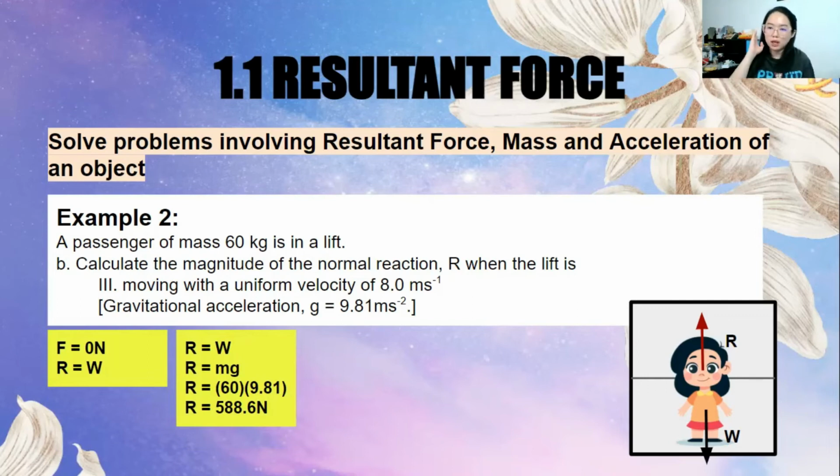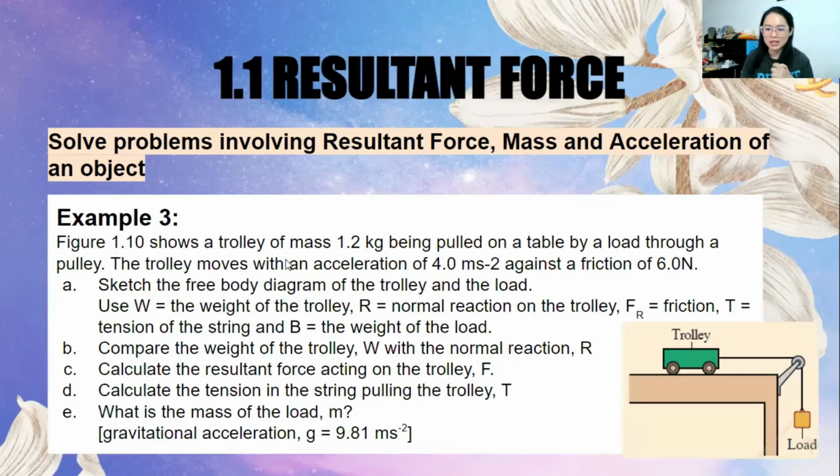So there are three conditions here. First, when the lift is in a stationary mode. Second, it is moving with a constant acceleration. Third, it is moving with a uniform velocity. So try to digest and understand it so that you can know how to answer more questions after this. Okay, now last question, last example.